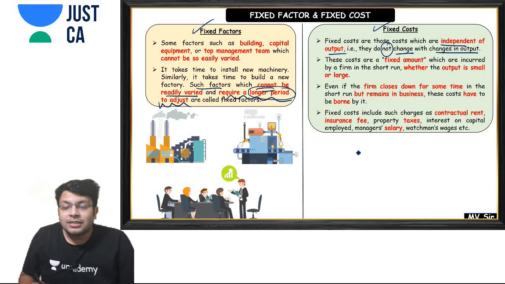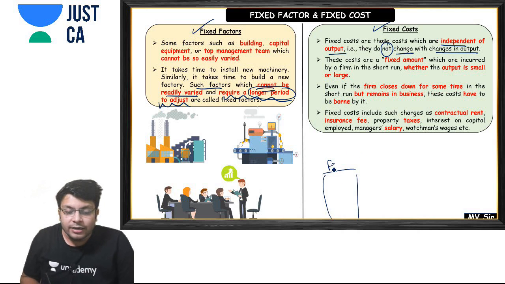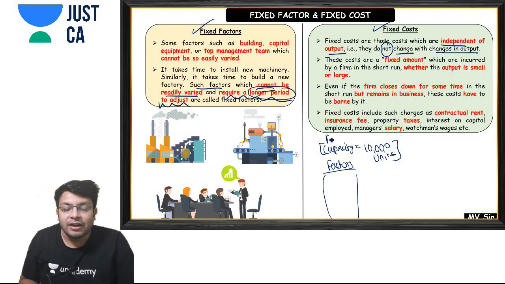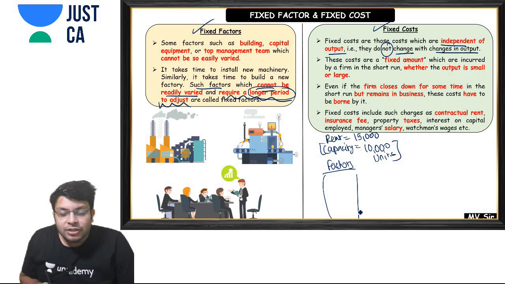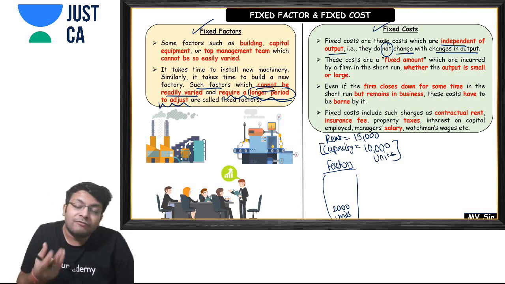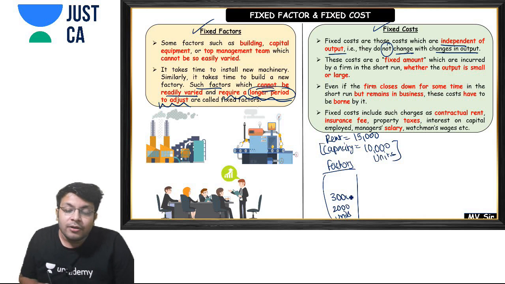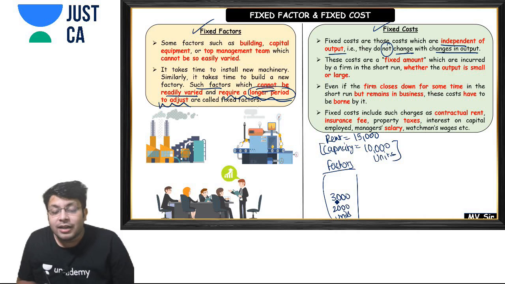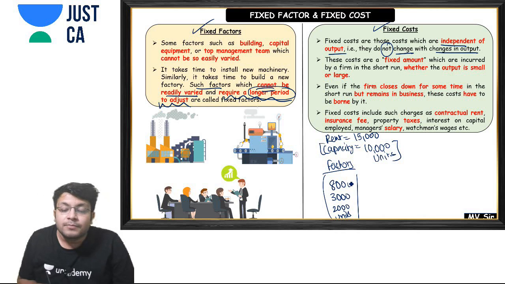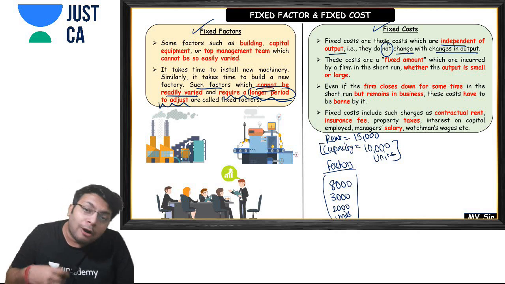One important thing: for example, if you have a factory whose capacity is such that you can produce 10,000 units in it, and the rent of this factory is, for example, 15,000. Now, if you produce only 2,000 units in this factory, even then you will have to pay rent of 15,000. If you produce 3,000 units, you will still pay 15,000 rent. If you produce 8,000 units, you will also pay 15,000.